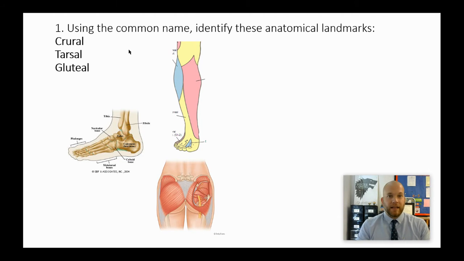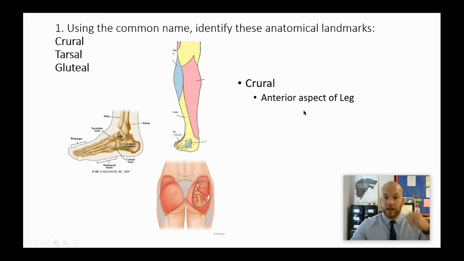Same as Monday, let's use our common names to identify these anatomical landmarks. Let's use what we would maybe call them before anatomy to talk about what they're called in anatomy. So, in anatomical position, this person's foot, this is the anterior of their foot, and the anterior aspect of the leg is called the crural region.